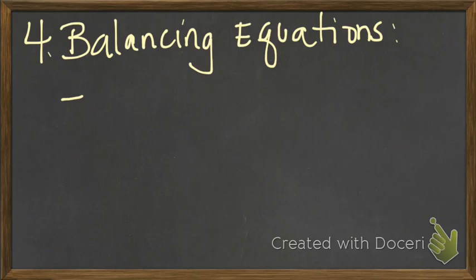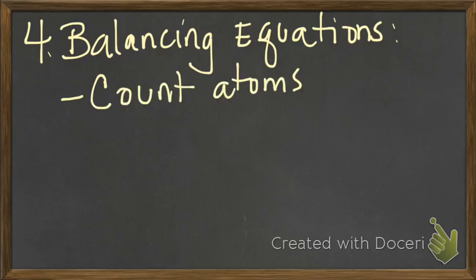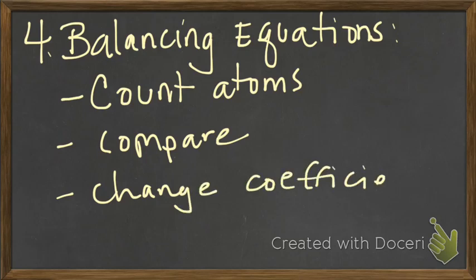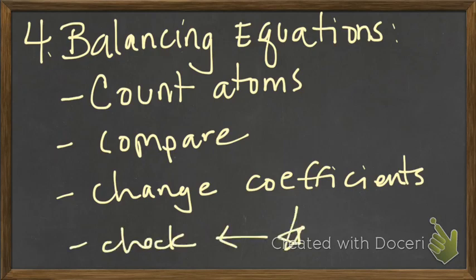Okay, and the last thing that you need to be successful on the test tomorrow, one of the last things, is balancing equations. That is to count your atoms on each side of the equation, compare to see if they're equal, change your coefficients if they are not, and check your answer. Okay, I think some of you are forgetting this last step, and you're not really checking because you're making some silly mistakes. So please make sure that you do count, compare, change, and check.